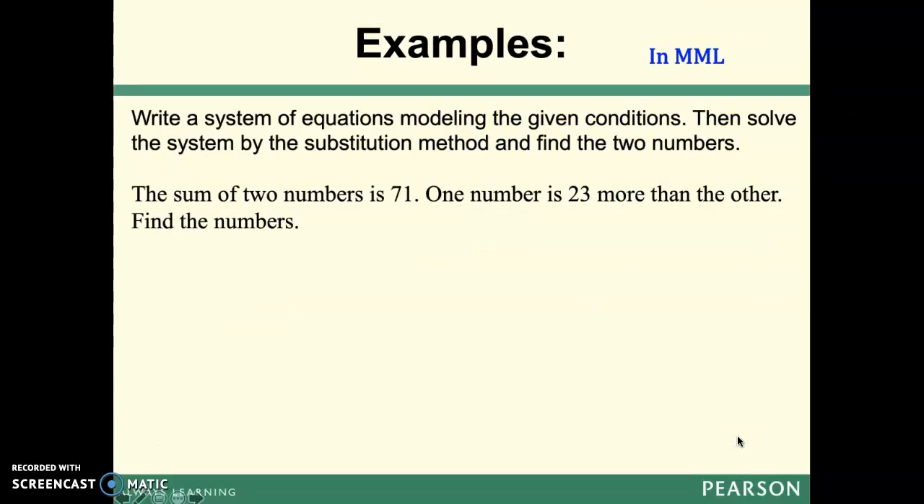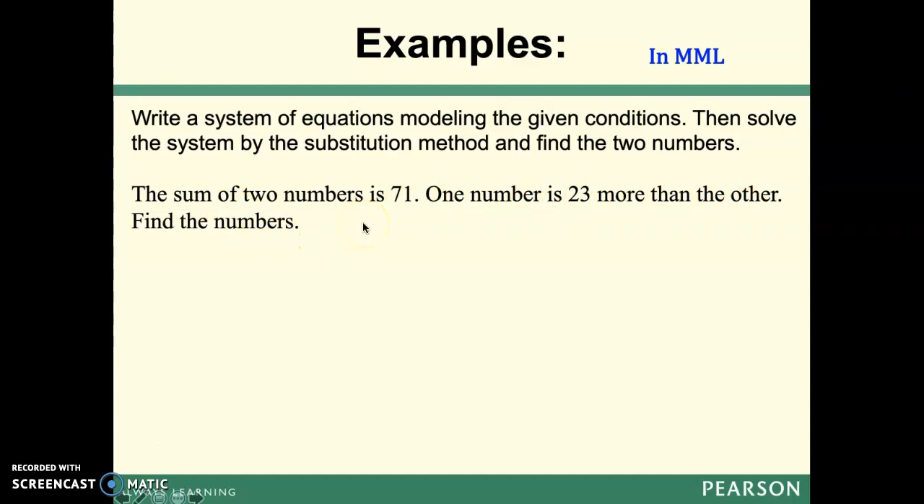Couple more problems. Write a system of equations. This isn't going to be in your lecture guide either because I just added these. Write a system of equations modeling the given conditions, then solve the system by substitution method and find the two numbers. It says the sum of two numbers is 71 and one number is 23 more than the other number. Find the numbers.